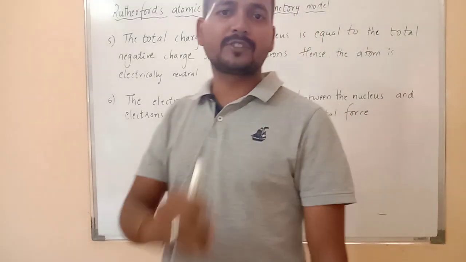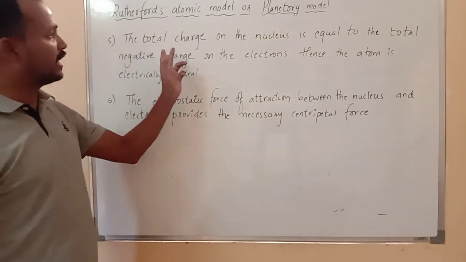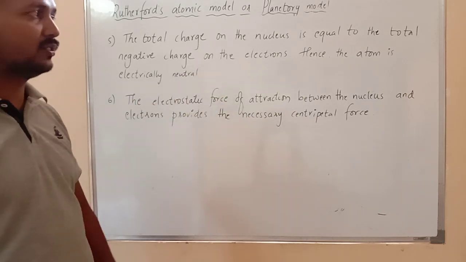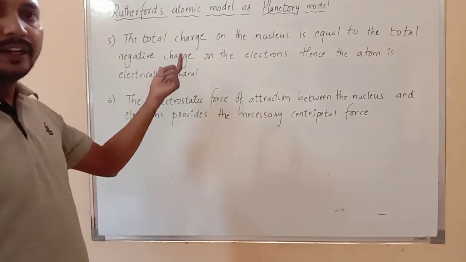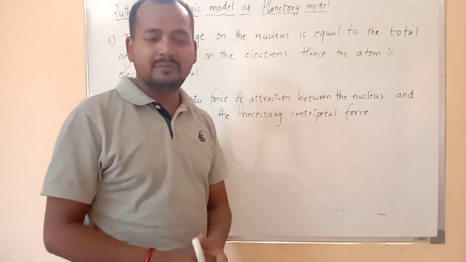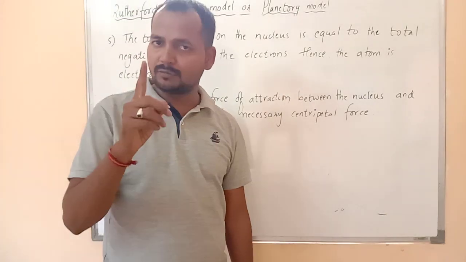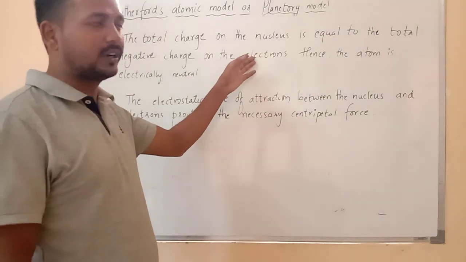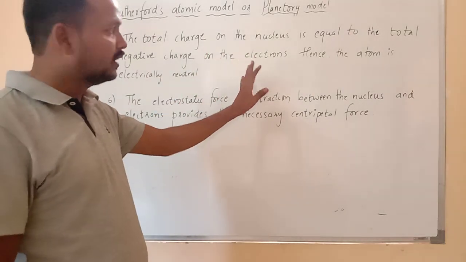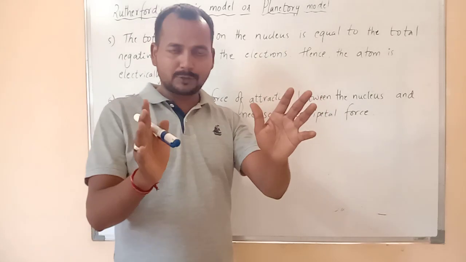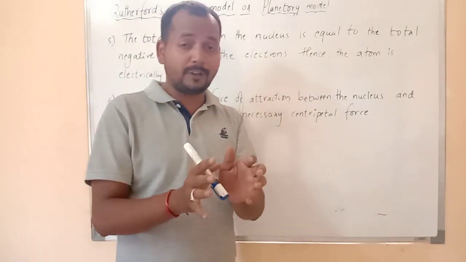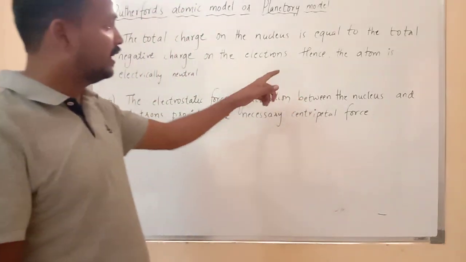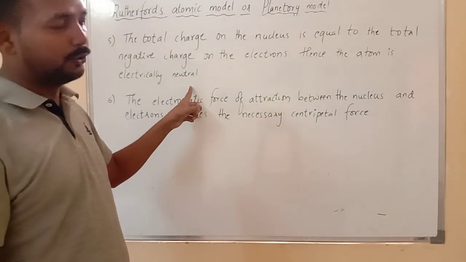Yes, four points we have seen. The fifth one is that the total charge on the nucleus is equal to the total negative charge on the electrons. Hence, the atom is said to be electrically neutral. As I said, in an atom the number of positive charges must be equal to the number of negative charges. Then only is the atom electrically neutral. Rutherford also says the same thing. Whatever the total number of positive charges present in the nucleus, the same number of electrons are present in the circular orbits. So the atom is electrically neutral.